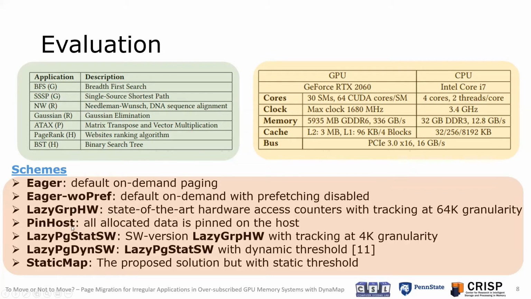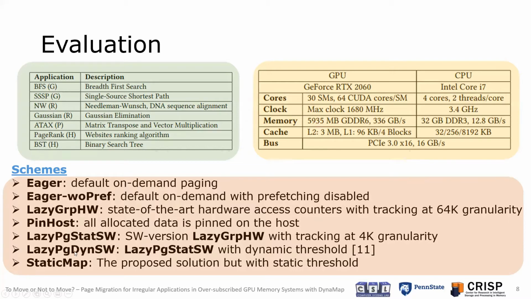And the fourth one is pin host, which is pin all the allocated data on the host. The fifth one is lazy page static software, which is access counter based method with tracking at 4K page granularity, and static threshold is applied. And this is emulated in software.